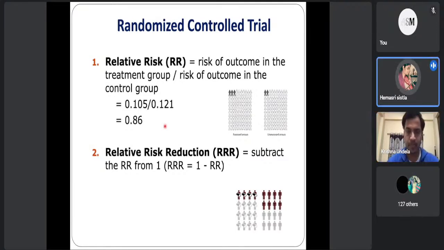The outcomes are clinically significant. The outcome is significant, that's good.